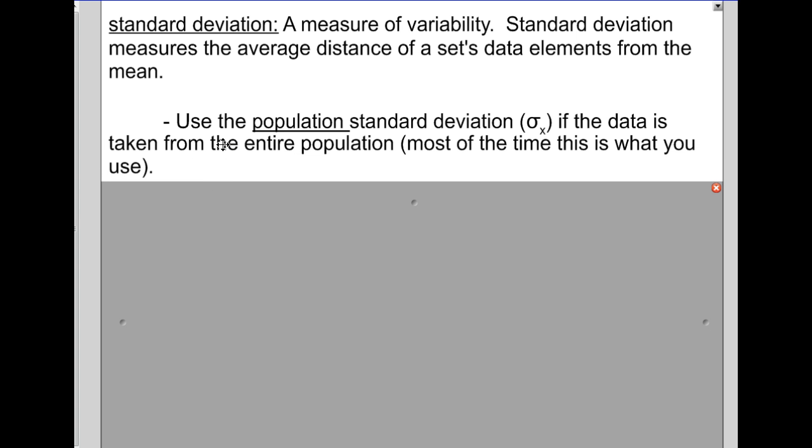The population standard deviation is what we're going to use most of the time. And on our calculator we're going to get this figure, which is a lowercase sigma.